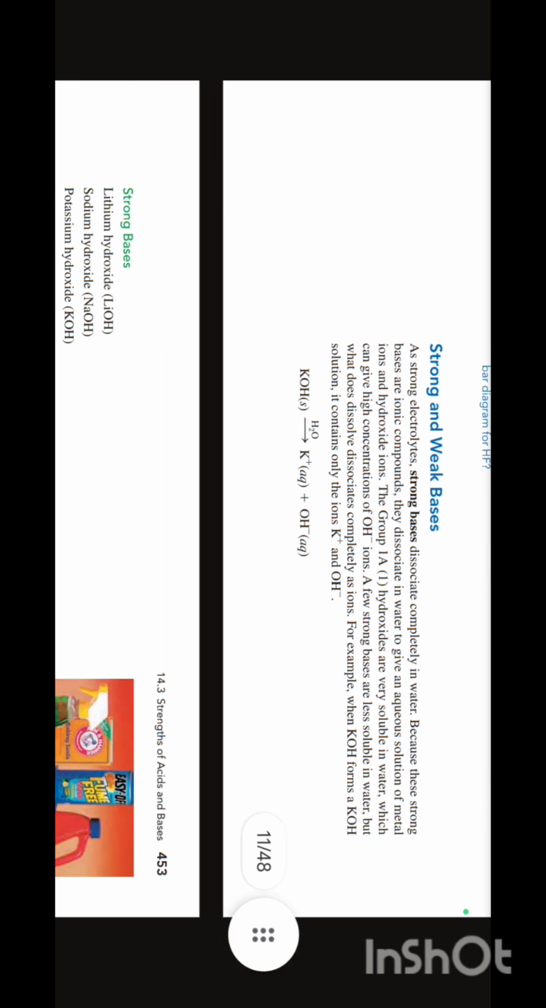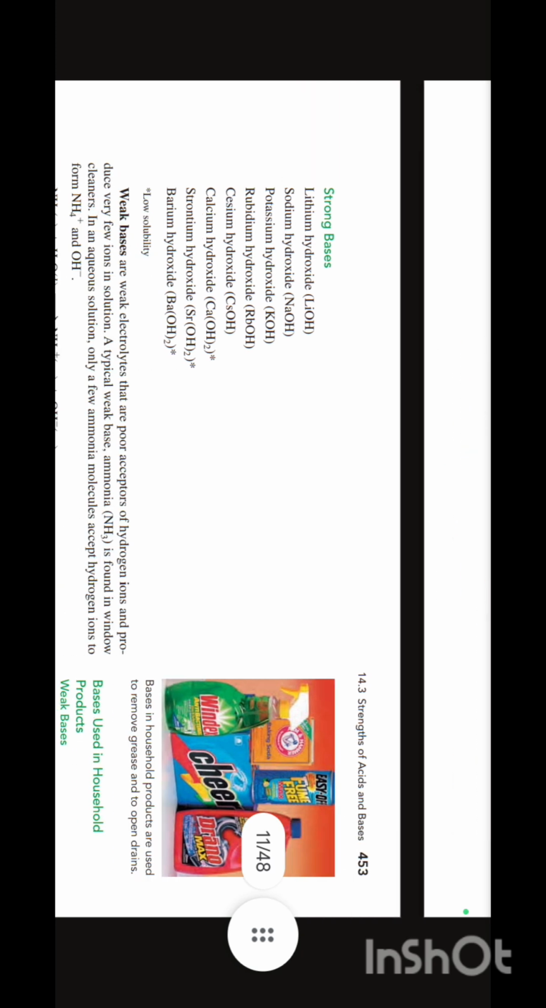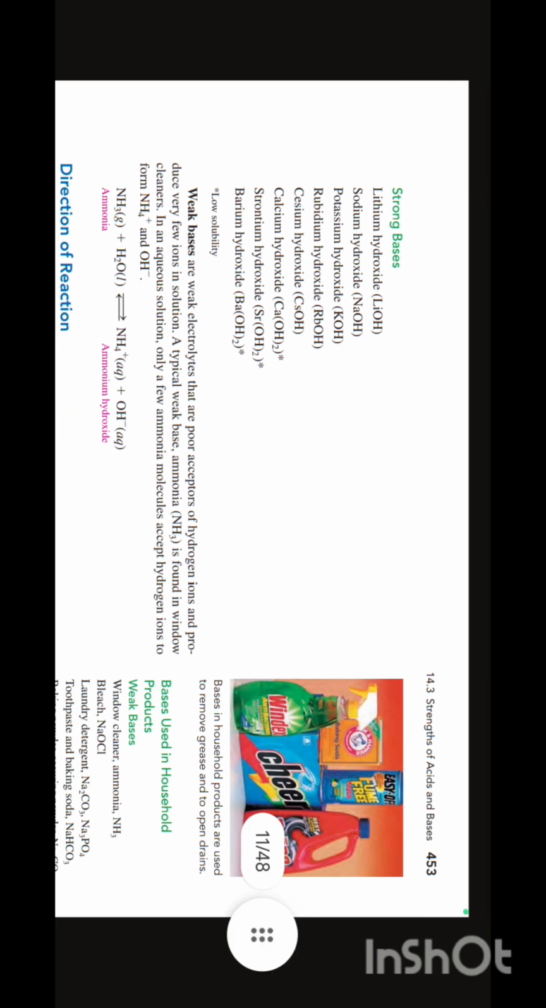dissociates completely as ions. For example, a KOH solution contains only the ions K+ and OH-. Strong bases. Some examples of strong bases are lithium hydroxide, sodium hydroxide, potassium hydroxide, rubidium hydroxide, cesium hydroxide, calcium hydroxide, strontium hydroxide, and barium hydroxide. Calcium hydroxide, strontium hydroxide, and barium hydroxide have low solubility as compared to the other bases.